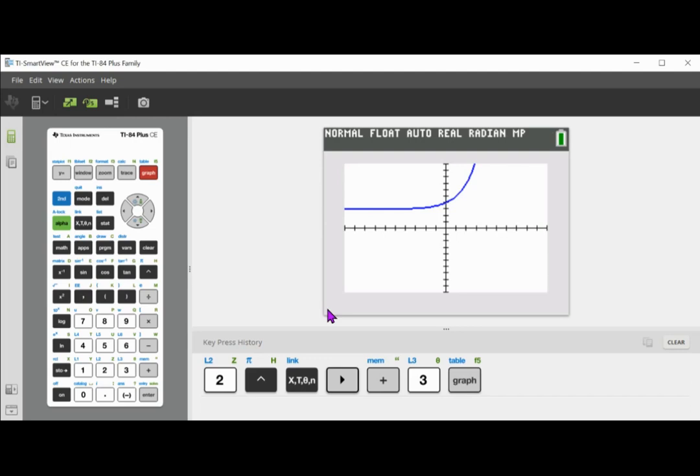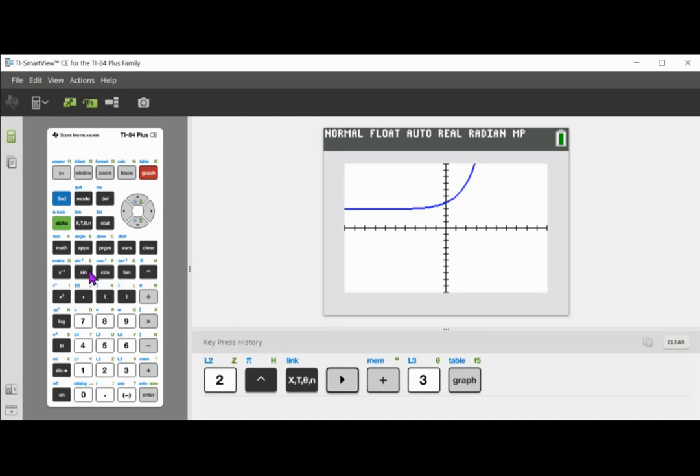And this looks a little different to our previous ones we've typed in. It looks like it has shifted. It has shifted up. So our horizontal asymptote is in a different place. It doesn't look like it's approaching the x-axis anymore. It looks like it's approaching a horizontal line just above it. So we'll need to determine what that horizontal asymptote is.